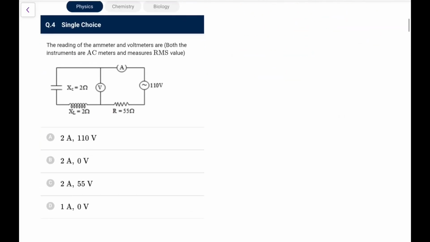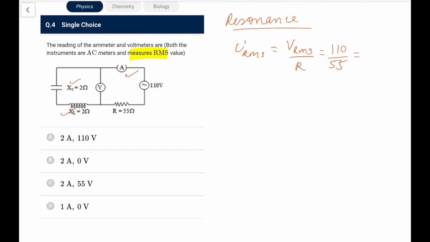Next, the readings of the ammeter and voltmeters are both measured in RMS. An AC circuit is given. First of all, XC is 2, XL is 2, that means the circuit is in resonance. So if the circuit is in resonance, the whole IRMS would be measured by VRMS by R, that comes out as 110 by 55, that is 2 ampere.